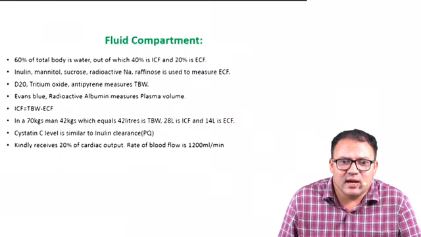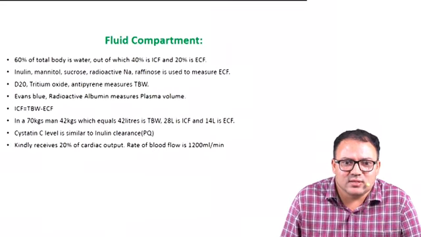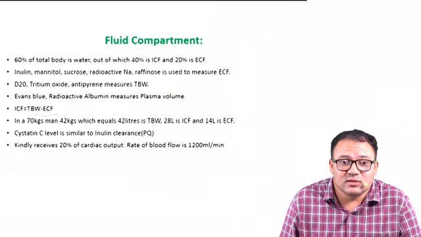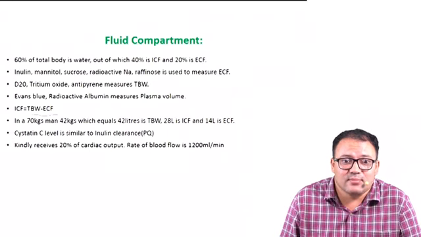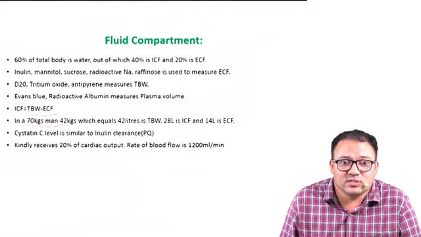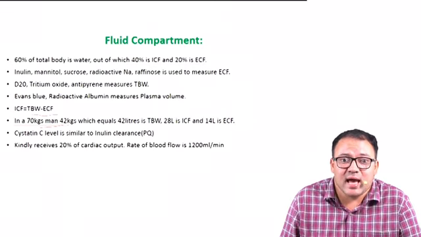You can't measure the intracellular fluid directly because it's inside the cell. Common logic: what you do is subtract the extracellular fluid from the total body water. It gives you the intracellular fluid. For example, in a 70 kg man, 42 kg is equal to 42 liters of total body water. It means a person who is 70 kg in weight has 42 liters of water, out of which 28 liters is inside the cell and 14 liters is outside the cell.